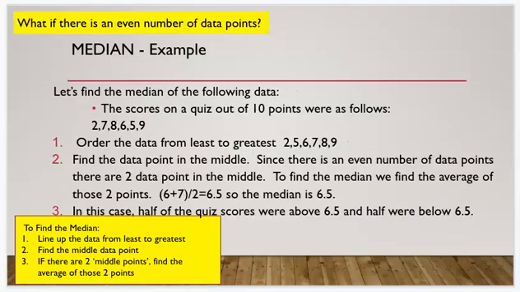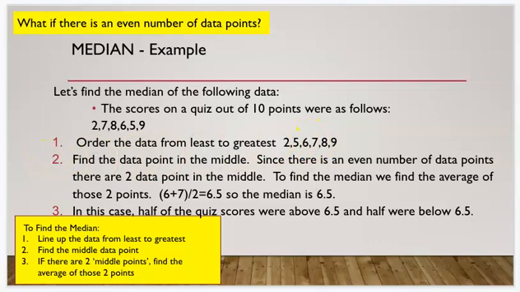But what if there's an even number of data points? Let's find the median of the following data. The scores on the quiz out of 10 points were as follows: 2, 7, 8, 6, 5, 9. If we find the middle point, we notice that there is an even number of data points. So there's actually 2 data points in the middle. They are 6 and 7.